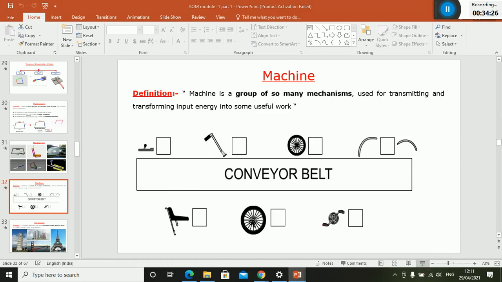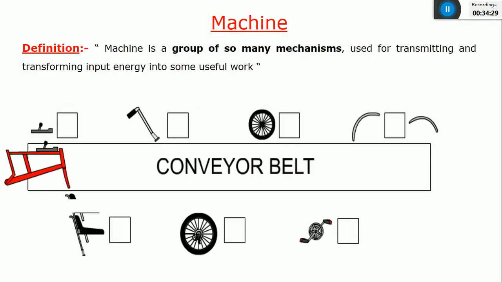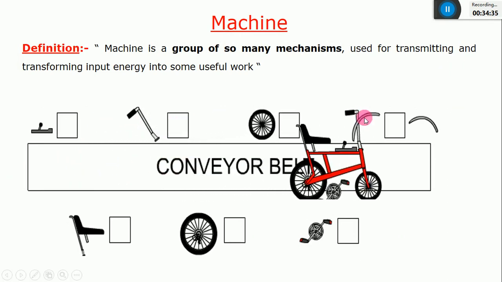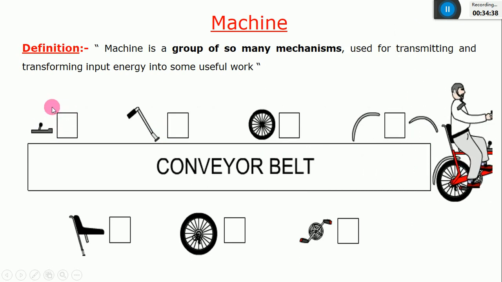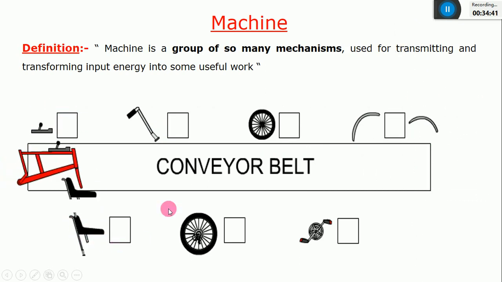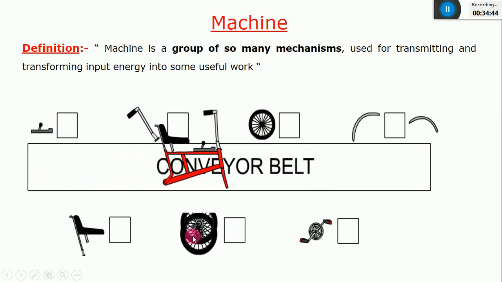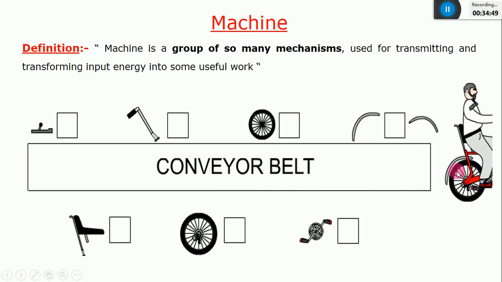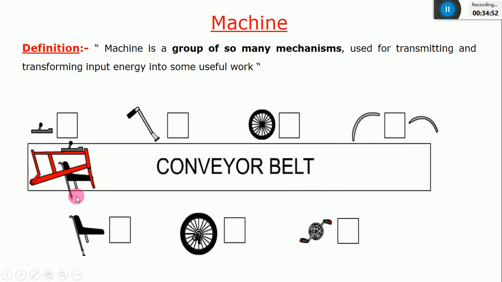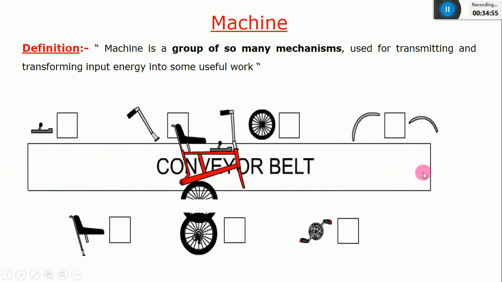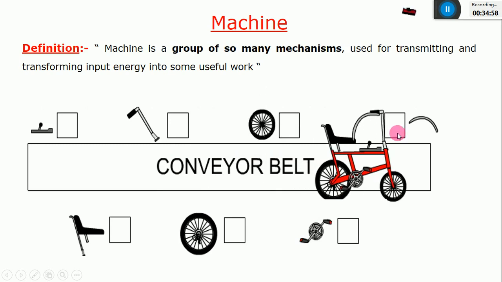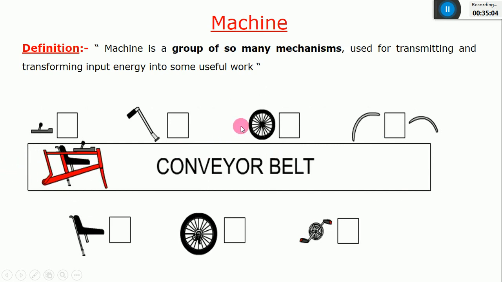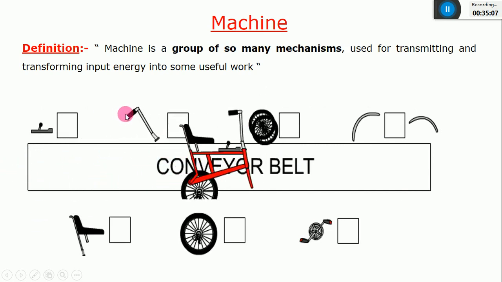Just see this animation. So it is a bicycle. It is a group of so many mechanisms. First is a braking mechanism, seating mechanism, steering mechanism, and wheeling mechanism, you can say. And there is a chain and sprocket to transfer the motion from the foot pedal towards the wheel. So it is a group of so many mechanisms. I can call it a machine. It's used to do some useful work. So I think this is clear. What is a machine?